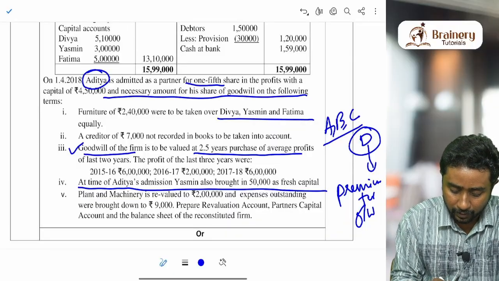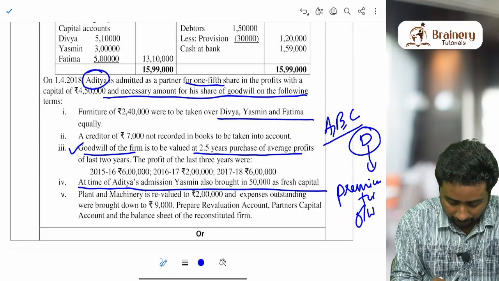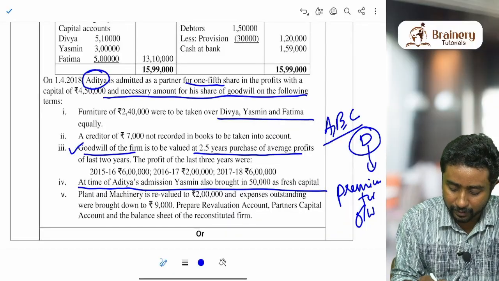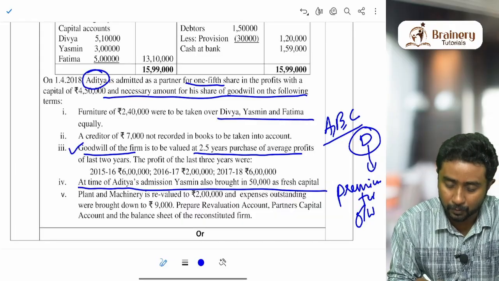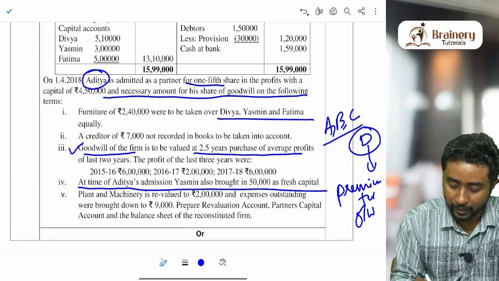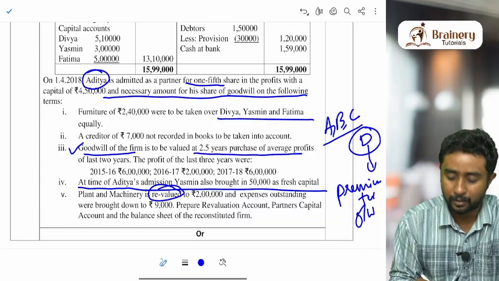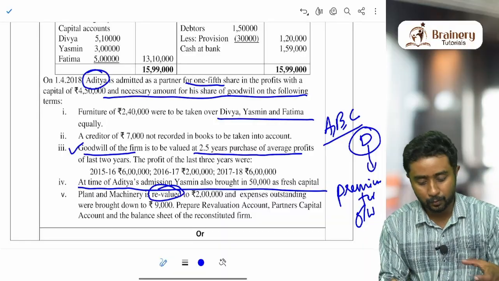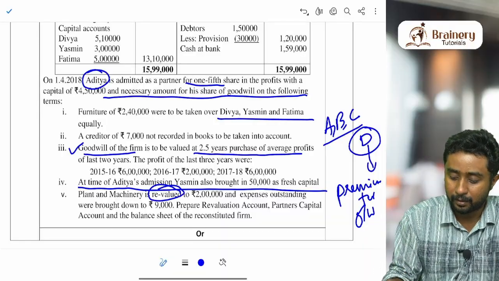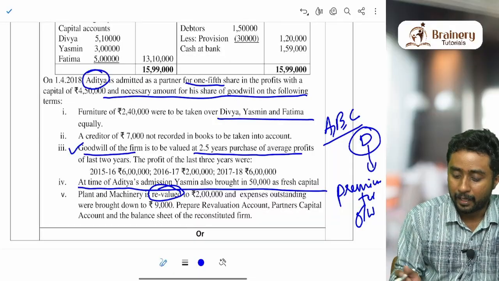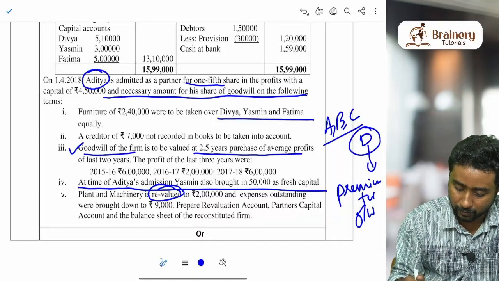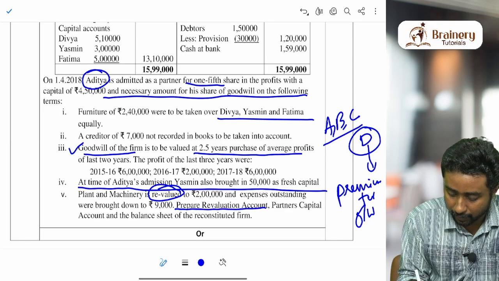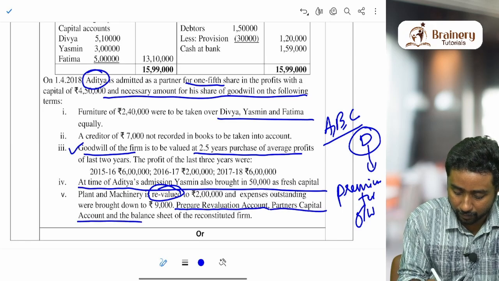Now the last adjustment or last term: plant and machinery is revalued to 2 lakhs and outstanding expenses were brought down to 9,000. They are talking about one asset revalued. Okay, so I was waiting for this word to turn up to discuss one account that you are going to prepare for this. Basically in this kind of question, what was the question? Prepare revaluation account, partners capital account and balance sheet.